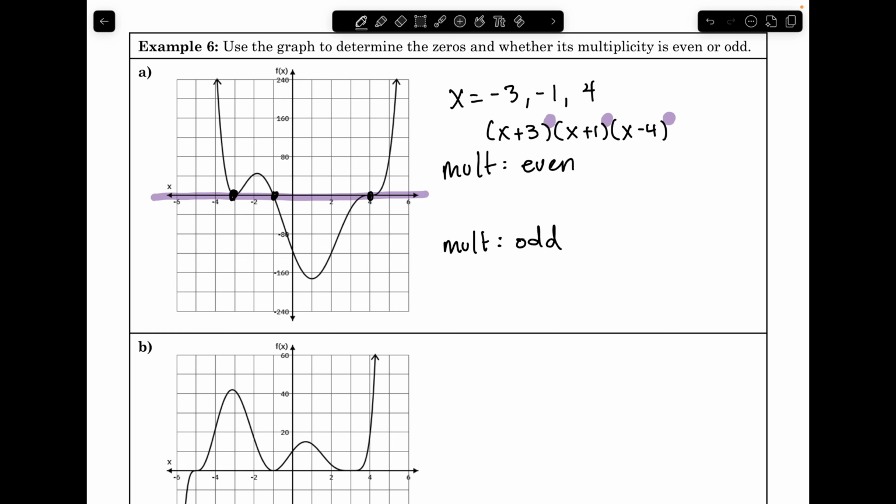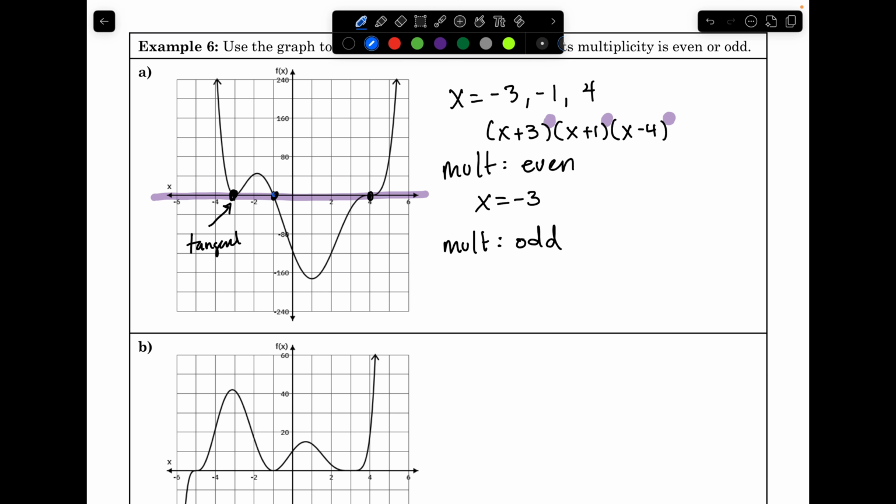This all depends again on the behavior of the graph. Since this graph right here is tangent at this location, notice how it touches the x-axis and bounces off, then I know the multiplicity at this location, x equals -3, has to be an even number. So I know x equals -3 has to have an even multiplicity. Now the other two locations are not tangent.